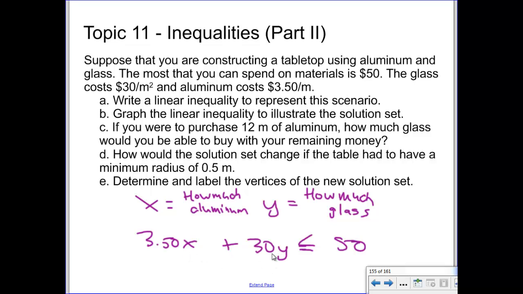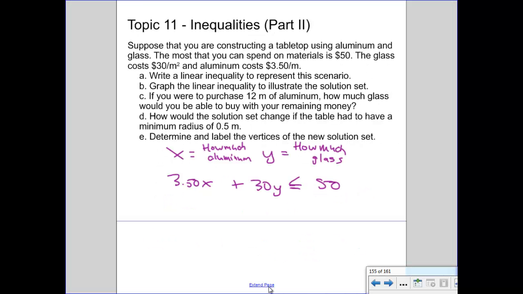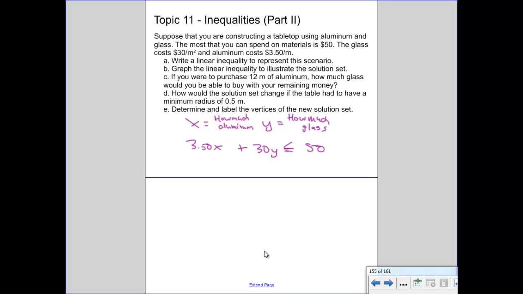So however much aluminum you need for your table, and however much glass you need for your table, at the end of the day, that has to be less than 50. You could have a lot of aluminum and a little bit of glass. I don't really know how that's going to fit together, but it has to be less than 50 total. Okay. My next question is, can we graph this thing and draw our graph? Do you guys remember what we did last day in order to graph this?